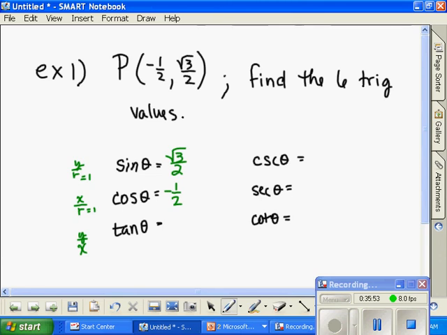Okay, so I'm going to have to do just a little bit of work to this. My y is the square root of 3 over 2. I have to put that over my x, which is negative 1/2. You can leave the negative out in front, or you can put it on top. That's where I leave it eventually once it's all done.